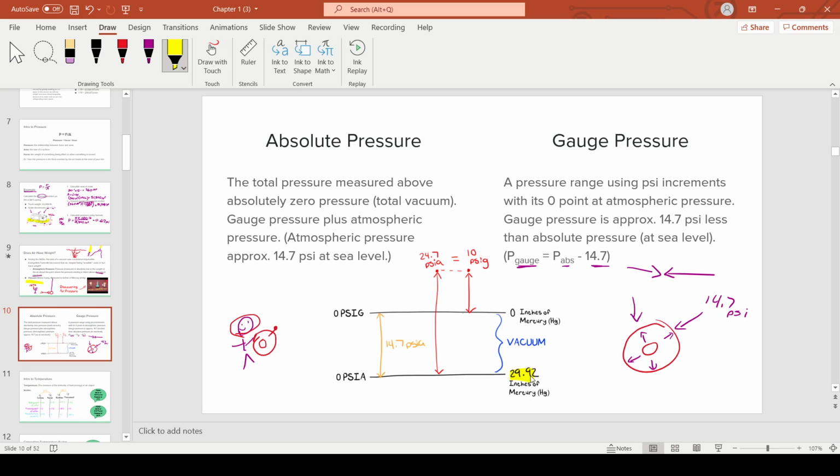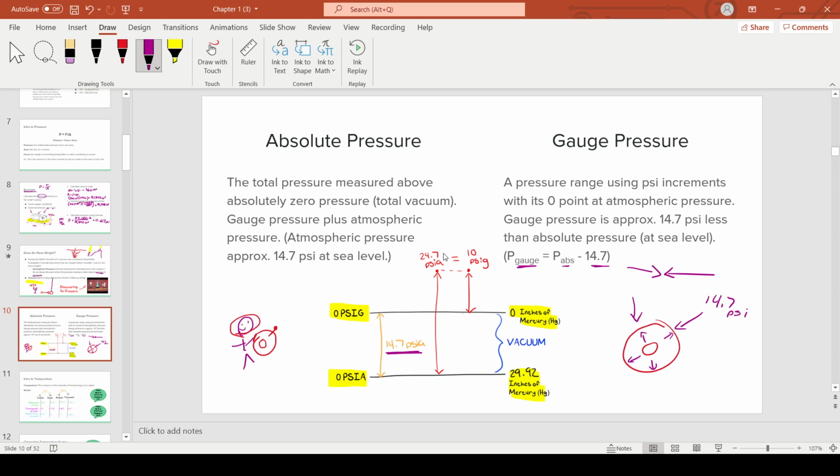Here's some other measurements, right? So for 29.92 inches of mercury and everything, but we'll get to that in a minute. The important part is to draw two lines. The bottom one is 0 psia, right? All of this area is in vacuum. The second line is 0 psig, right? That is the pressure at sea level, which is 14.7 psia.